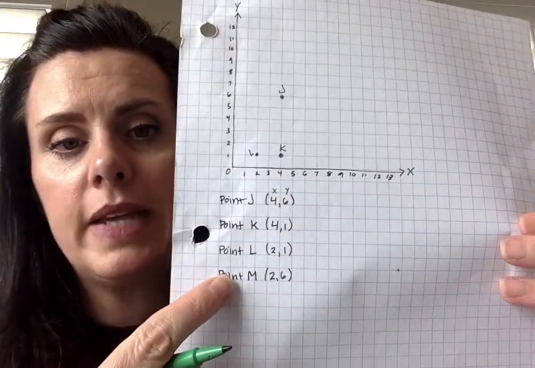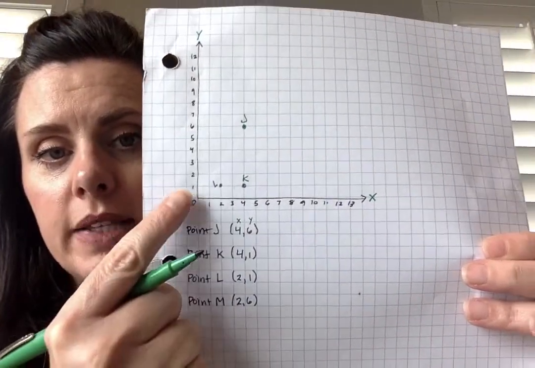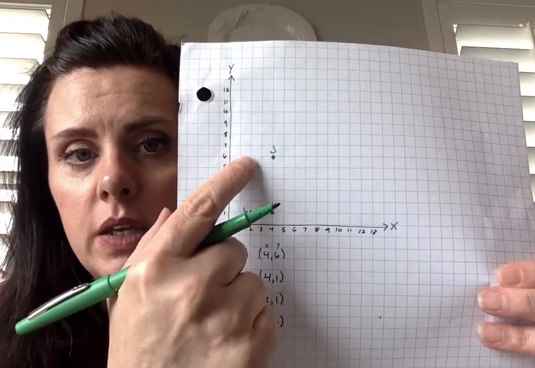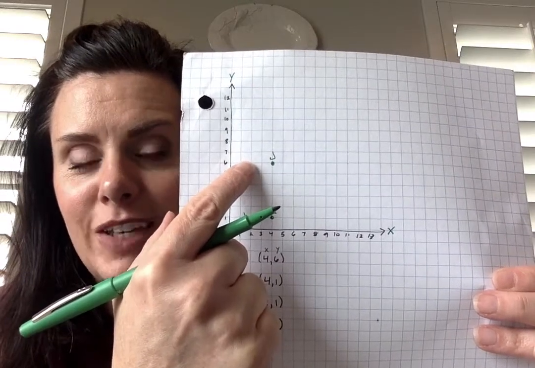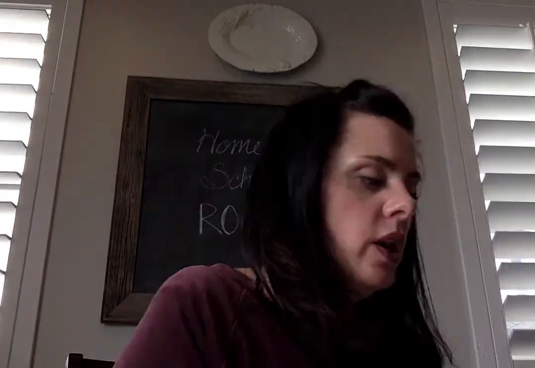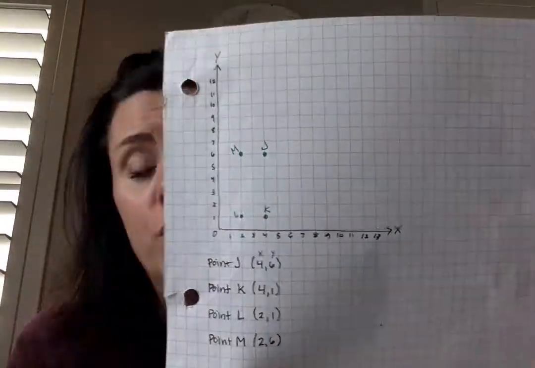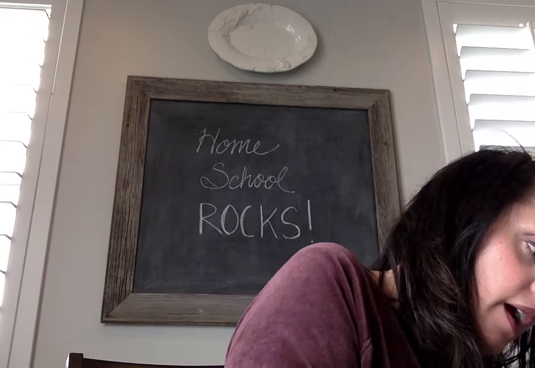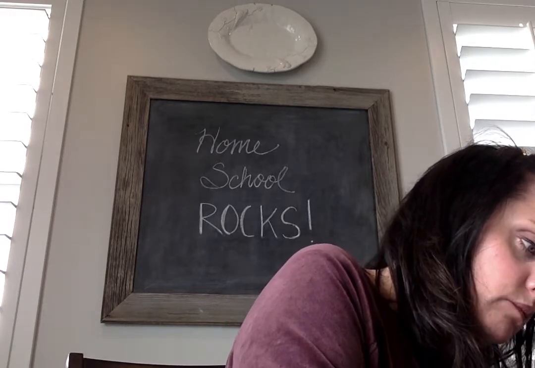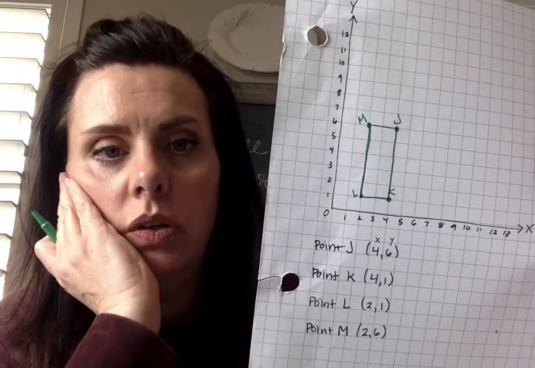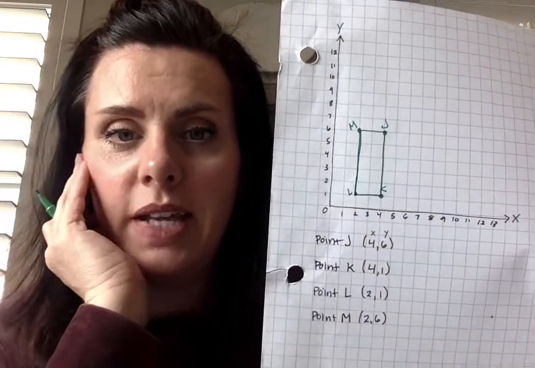Okay, and then our last one, point M. We go over 2 on our x-axis and up 6 on the y-axis, so our point is going to be right there. We've got our 4 points, and if we actually connect those, we have made a shape. So I'm going to connect J to K, K to L, L to M. Oh, my line's not too straight there. I should have used a ruler. And M back to J. So I've got a little rectangle there, don't I?